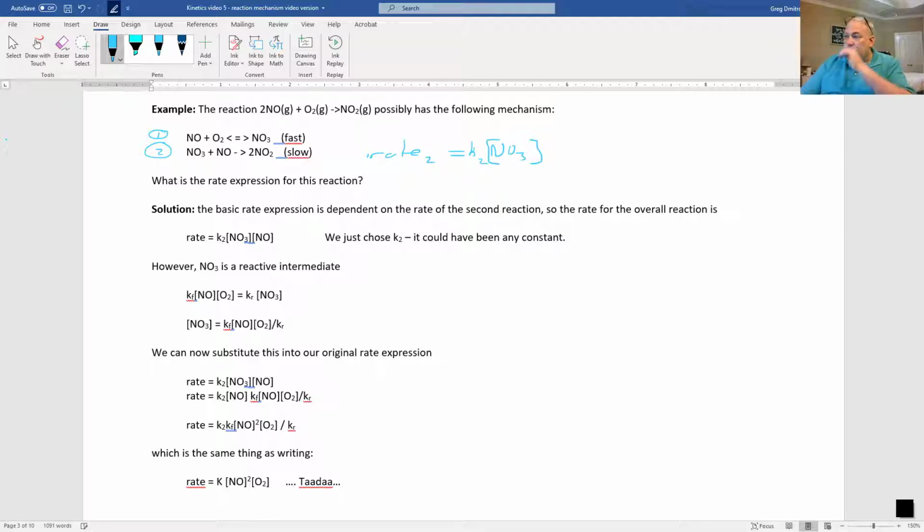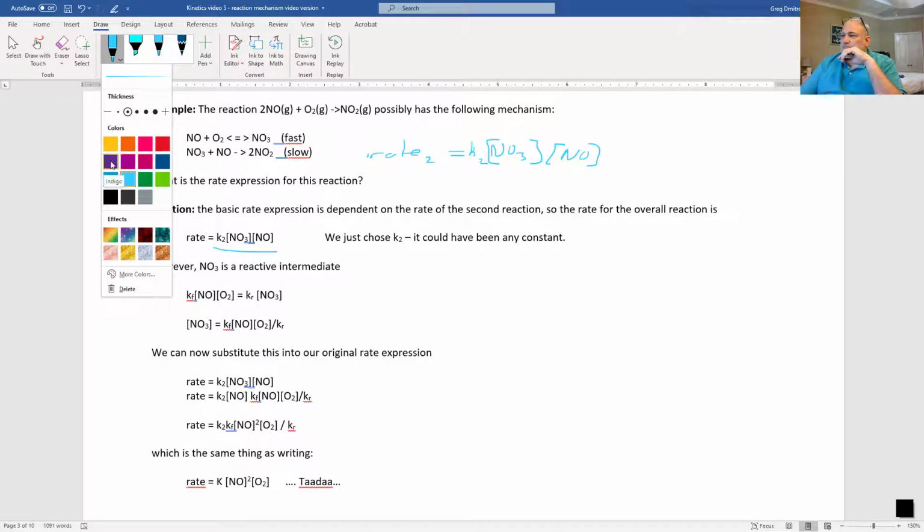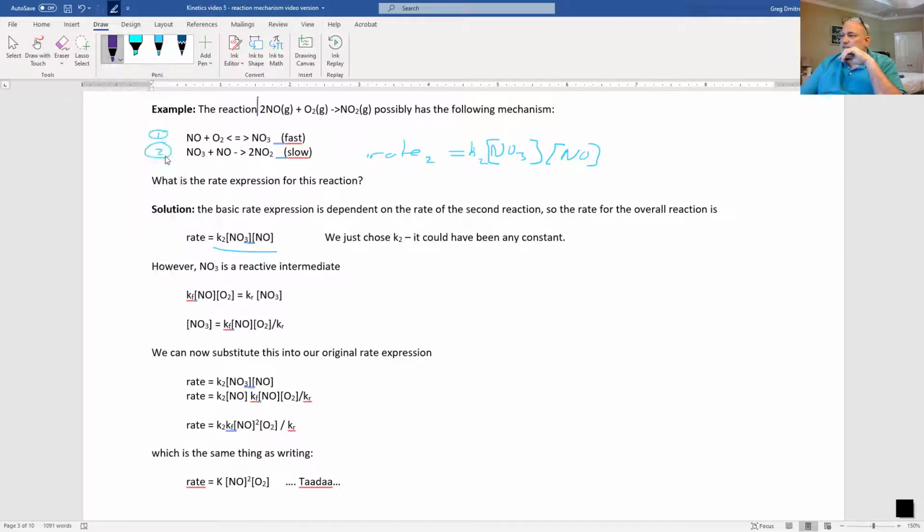And again, because these are elementary steps, we can actually use the coefficients in front. So we can go NO3 raised to the 1 times NO. Again, we ignore the product. Now, if we take a look at the overall equation, which I'm going to highlight here in a different color, this overall equation does not have NO3 in it.